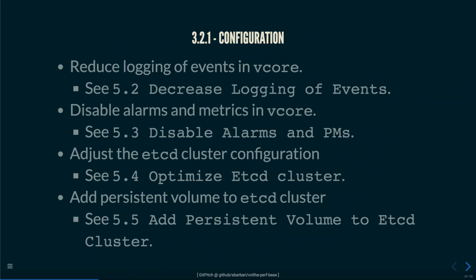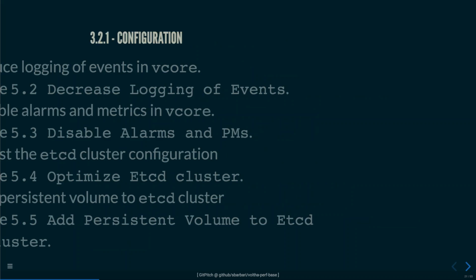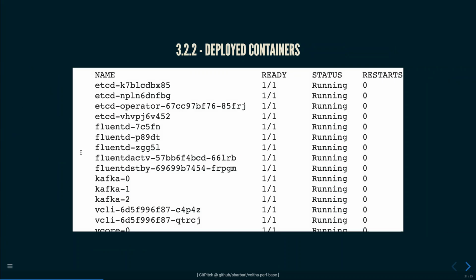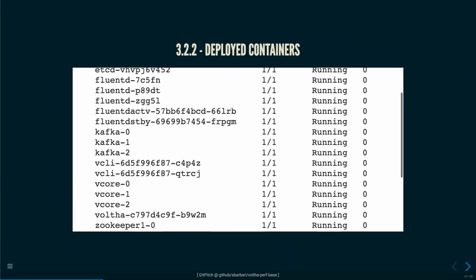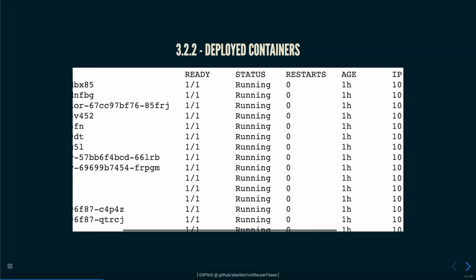For this one, I disabled logging and alarms, I optimized the cluster, and I also deployed the GlusterFS cluster to allow me to add a persistent volume. The persistent volume allocated to this was 50 gig per instance. The same number of containers were deployed.